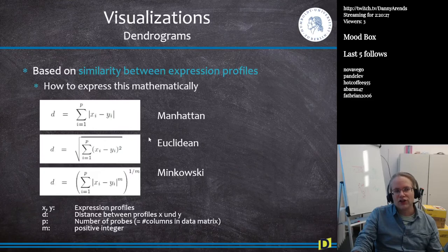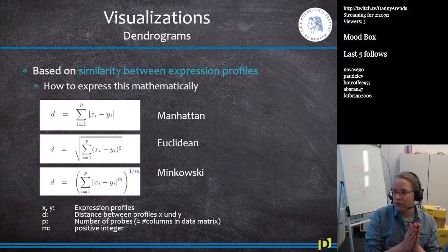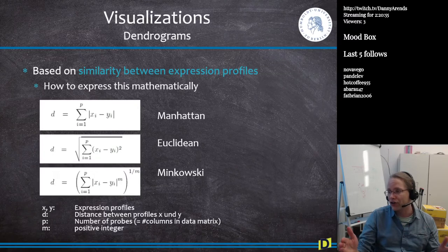Besides Manhattan distance, I can also do a Euclidean distance. Euclidean distance is more or less the same, but now we square the difference. So we again go from 1 to all of the probes, we square the difference every time before summing it up, and then once we summed up everything, we take the square root of the total number that we computed. This is called Euclidean distance, and Euclidean distance puts more weight on genes which are larger expressed, right?